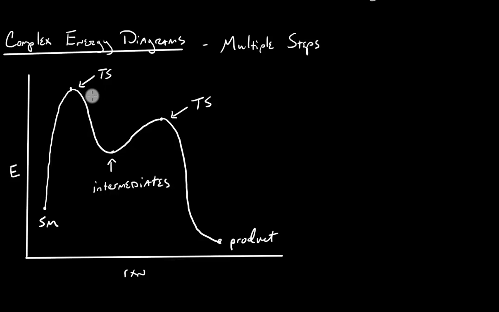So it turns out that if you wanted to talk about this bottleneck, it has a specific name, and it's called a rate determining step. And this rate determining step is going to be the transition state that has the highest energy.